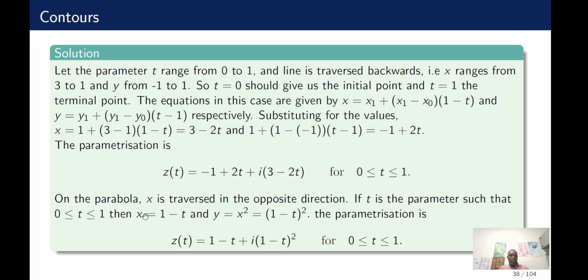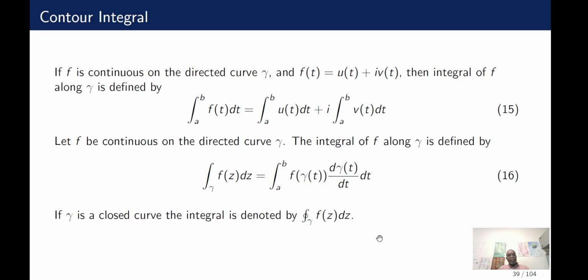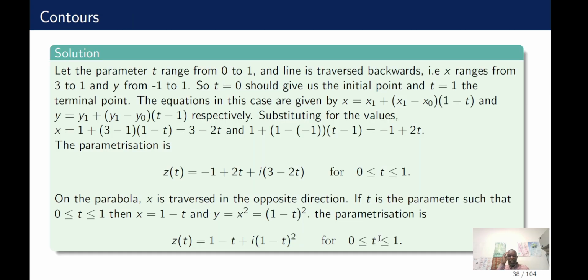So this clearly gives us the coordinates in terms of x. And if you want what we have in y, we know the relationship is y equals x squared. So it's just 1 minus t, you square that. Then the parameterization is given by z equals 1 minus t, the real part, plus the imaginary part, because t goes from 0 to 1. So the parameterization of this is in 3 parts: the 2 straight lines and the parabola.